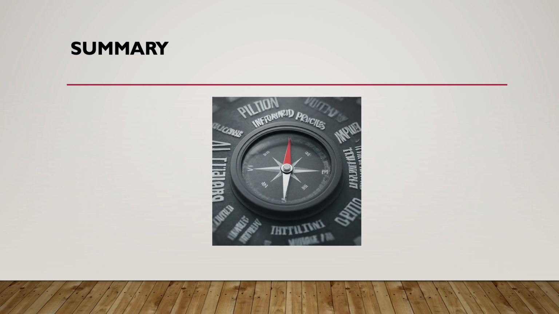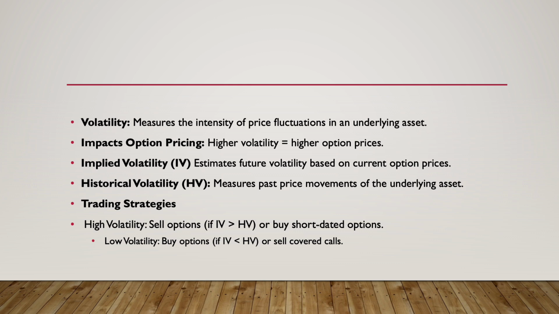So here's the summary in hopes of what you can take away from this today. Volatility measures the intensity of price fluctuations in an underlying asset. It impacts options pricing. Higher volatility equals higher options prices. Implied volatility, IV, estimates future volatility based on current option prices. Historical volatility, HV, measures past price movements of the underlying asset.